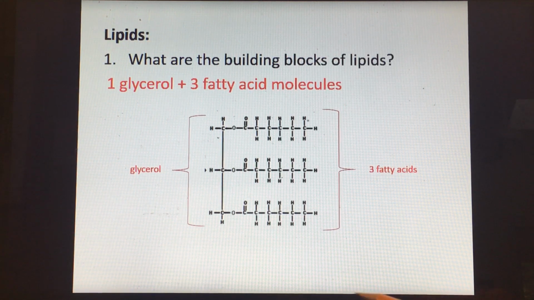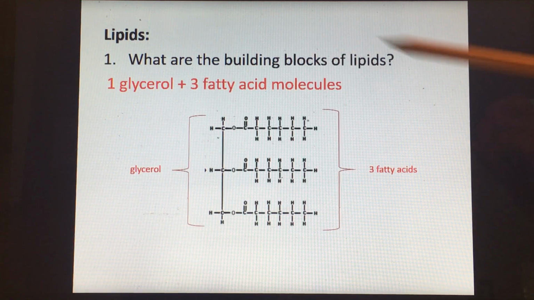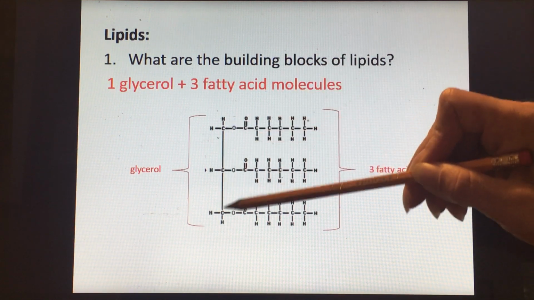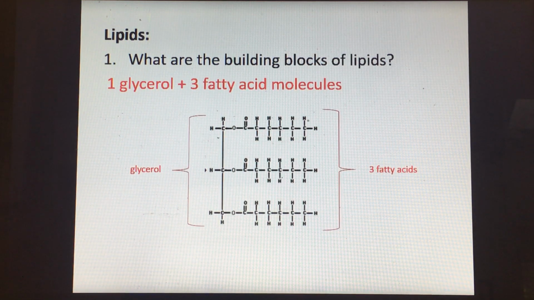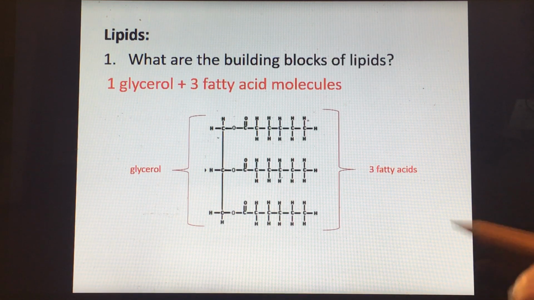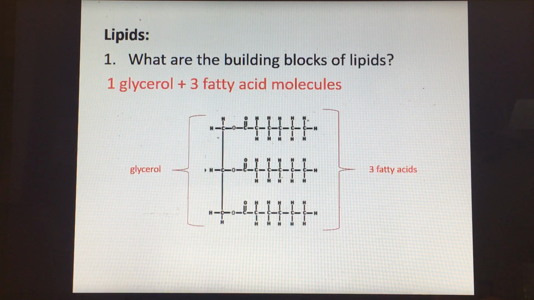Be really careful because sometimes students confuse glycerol with glycogen. This is not glycogen, it's glycerol. Be really careful. There are a lot of words that start with GL. There's glucose and glycogen and glycerol, so just be careful to be able to distinguish between all of those words.